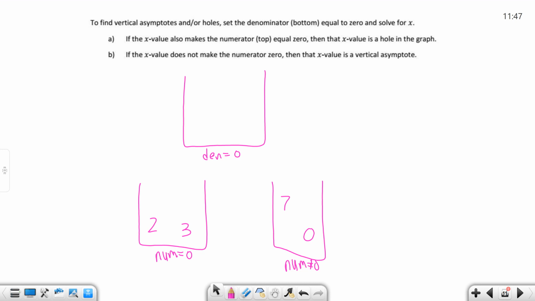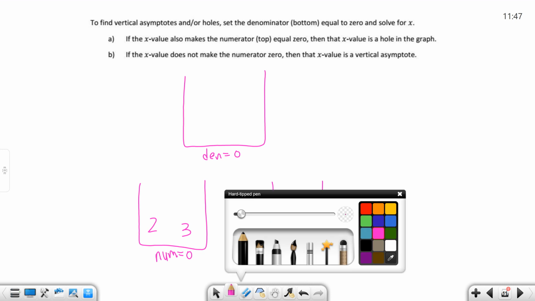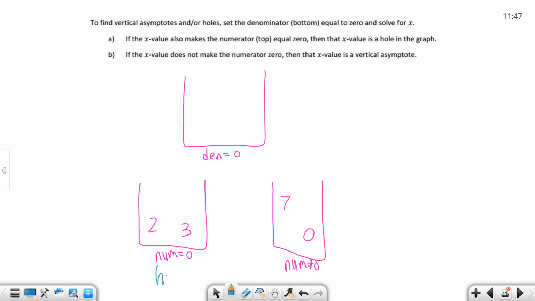Okay? So for the numerator equaling zero, this is what we call holes. Okay? Notice what it says here. If the x value also makes the top zero, the numerator zero, then that's a hole. Okay? So here, denominator zero, also numerator zero, hole. If it doesn't make the top zero, it made the bottom zero, then that's our vertical asymptotes, okay? And that's what this one here says.